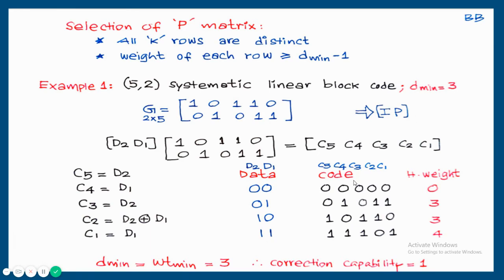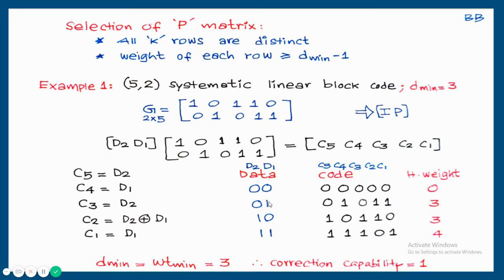Another easy method I'll also explain, to get these code words without using these equations. If the data is 0, 0, the product is always 0. So you can directly write 0, 0, 0, 0, 0 without any calculation. That was actually written in the previous slide. The all-zero code is always a part of a linear block code set.